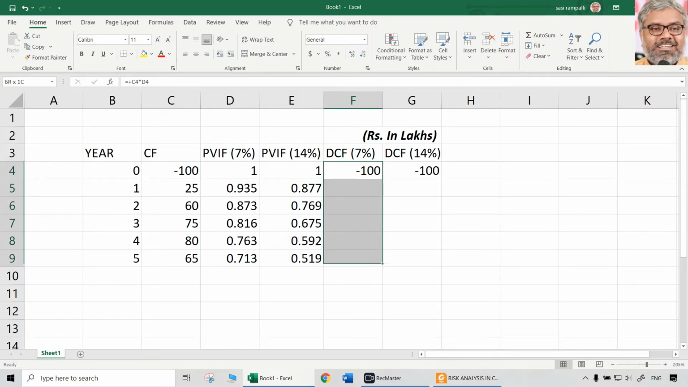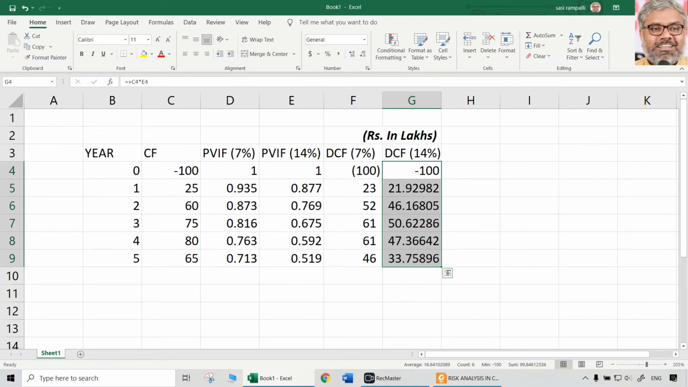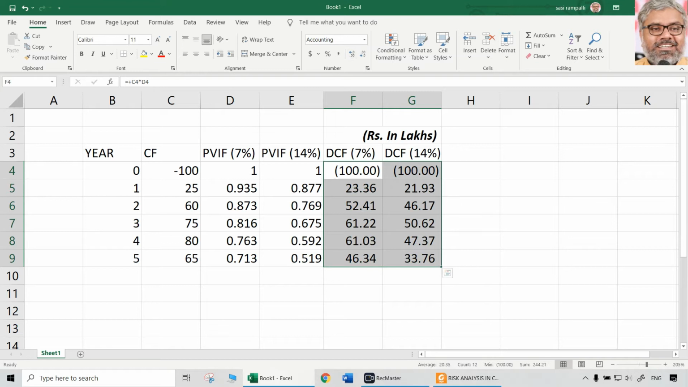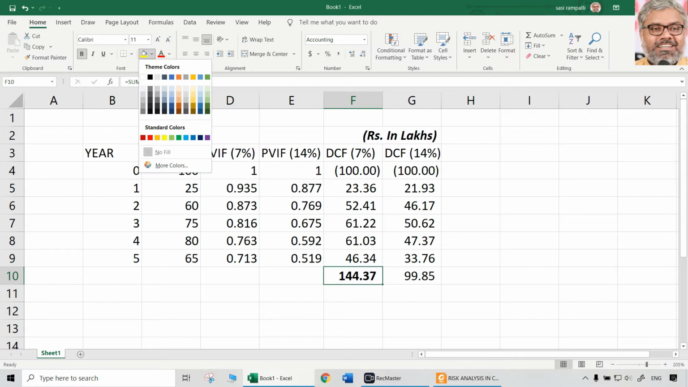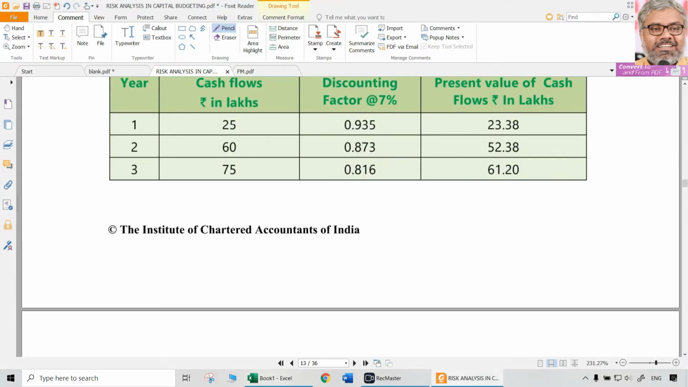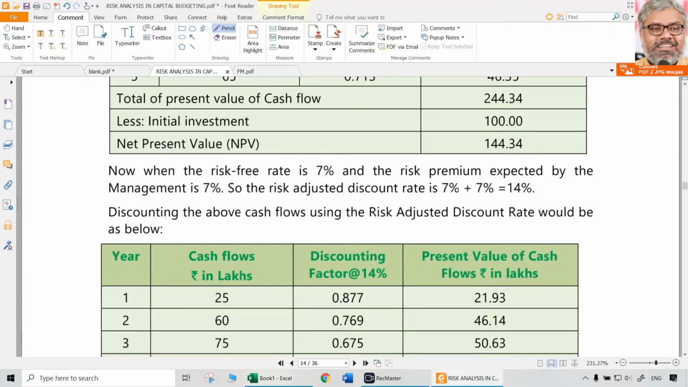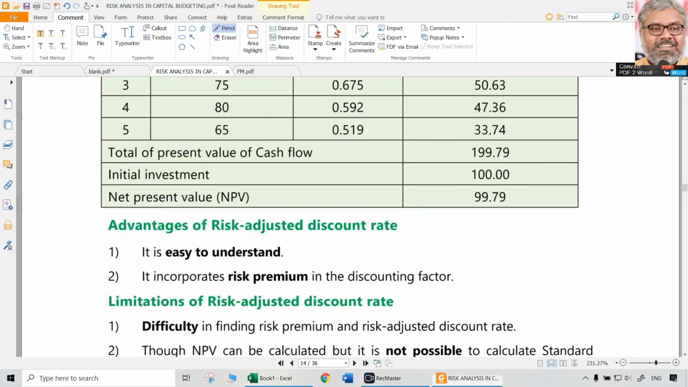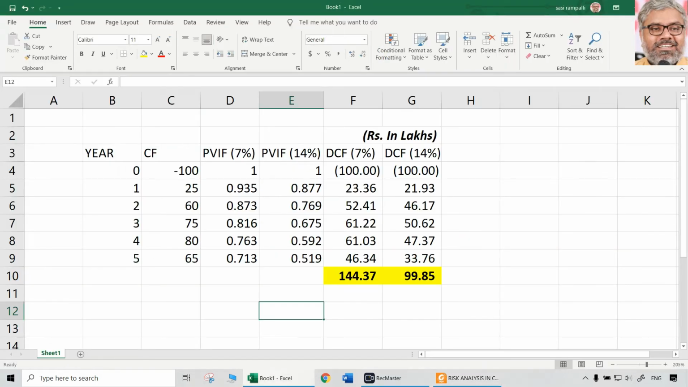Then all that you need to do is multiply the cash flows with the PVIFs. Two decimals is better, at least because rupees in lakhs are there. Then after the multiplication, total as usual, simple calculation. So at 7% discount rate, which is the risk-free rate, NPV of the project is 144.4 approximately, and at 14% discount rate, NPV of the project is 99.85 approximately. That is the answer. That's what is asked. So 144 point something, 99 point something. That change will be there as usual because of rounding.